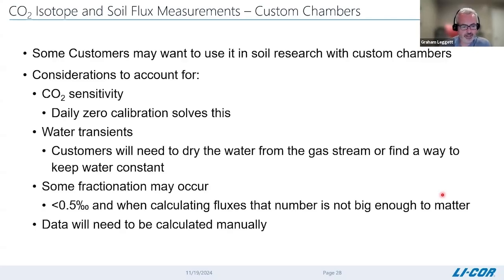Also, the slope and the Keeling methods to derive delta 13C from the source CO₂ are built into our SoilFlux Pro software, so that's calculated and reported in the software. If you're using a custom system, of course, then that data will need to be calculated manually in post-processing.